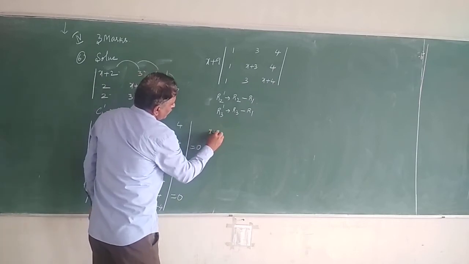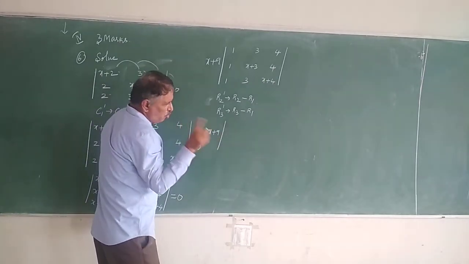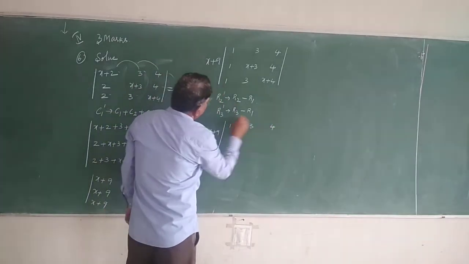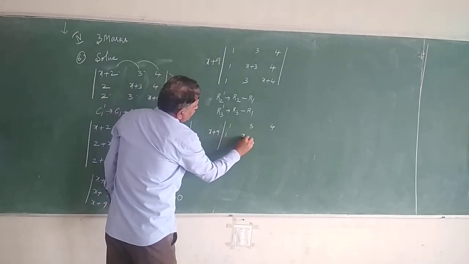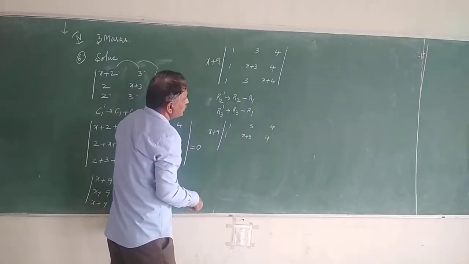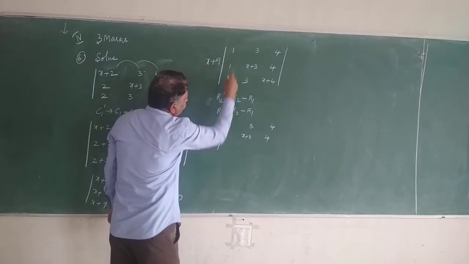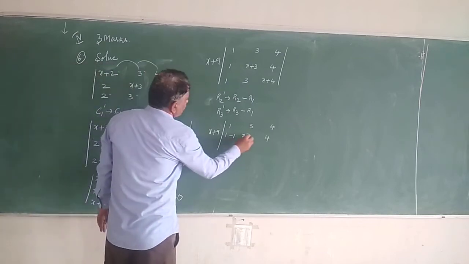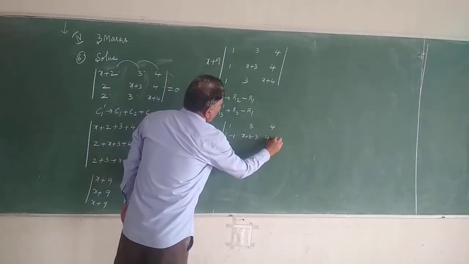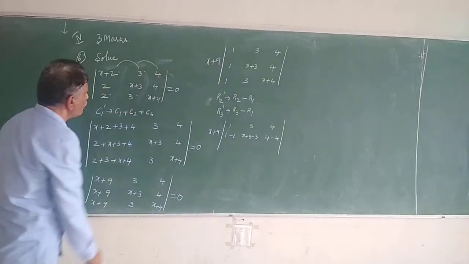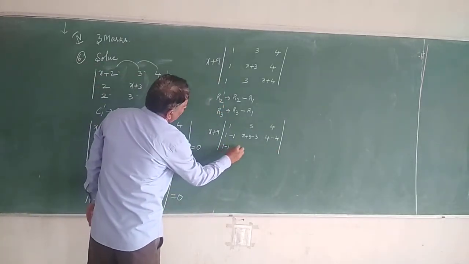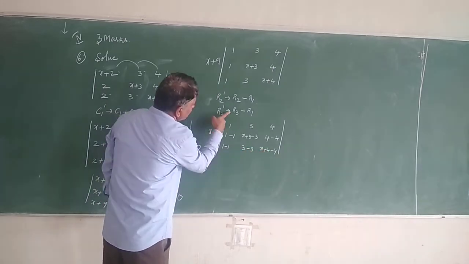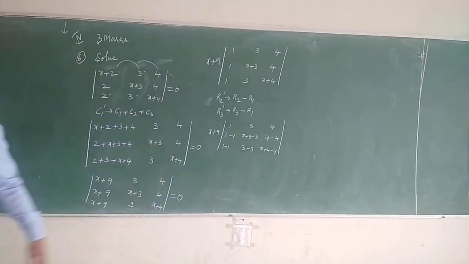Sorry, row wise. I am changing row wise. First row as it is. What is the second row? 1, x plus 3, 4. I am changing the second row by subtracting the first row: minus 1, minus 3, minus 4. Now 1 minus 1, 3 minus 3, x plus 4 minus 4. I have changed the third row with the first row. Right up to this.